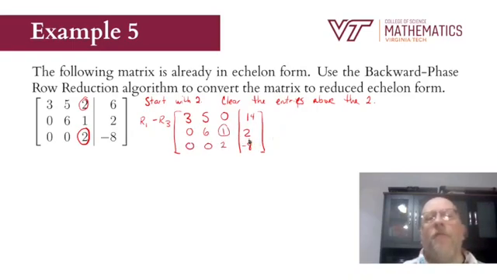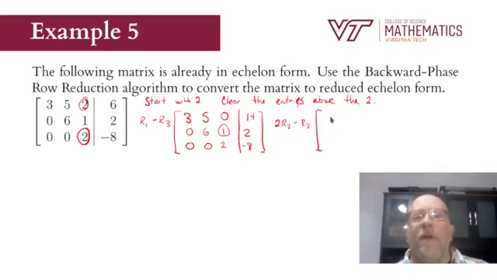Then to clear out this 1, there are a couple of ways we can do this, but we could double row 2 and then subtract row 3. 2 row 2 minus row 3. So this becomes a 12. 2 minus 2 is 0. 4 minus a negative 8 is also a 12.